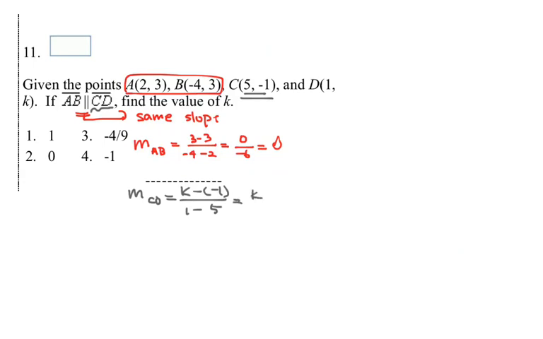In other words, (k plus 1) over negative 4 has to be equal to 0. And you know that this is only possible if k plus 1 is equal to 0, because when the numerator of a fraction is equal to 0, then the fraction is equal to 0. So here we realize that k must be equal to negative 1. So what is the value of k? Choice 4 becomes our answer.